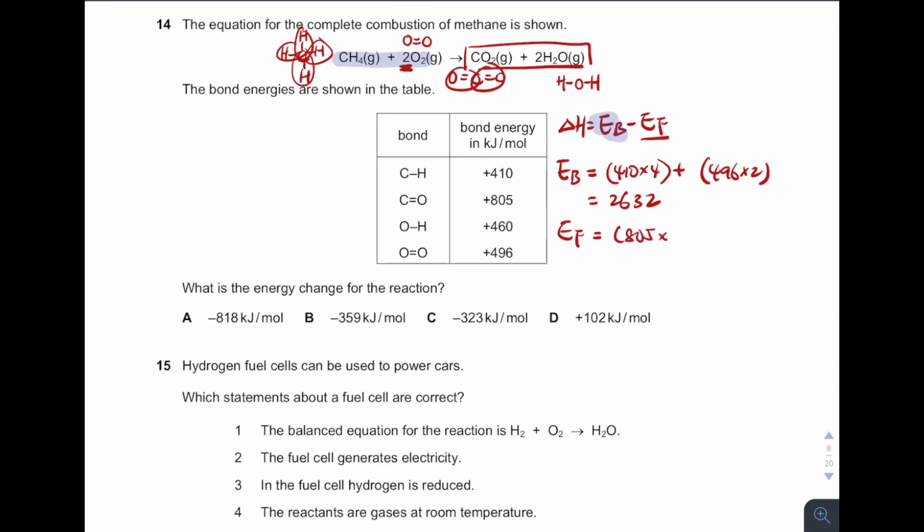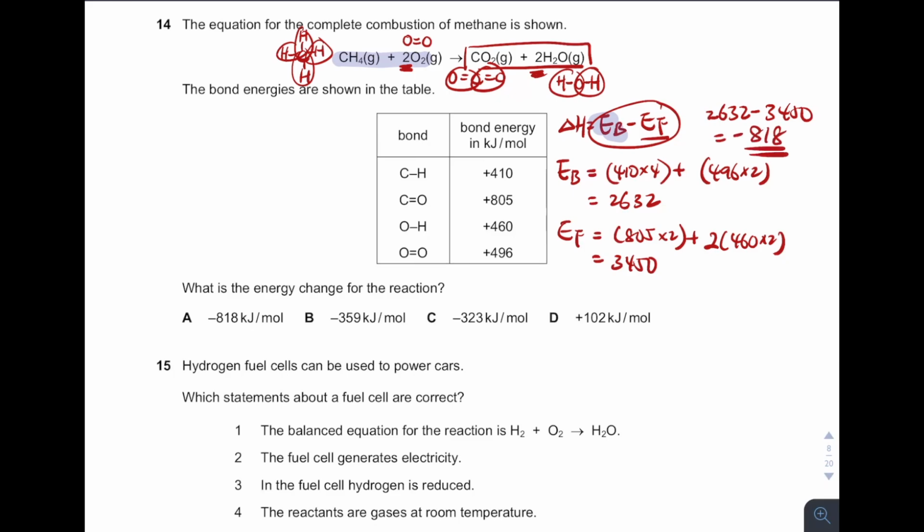EF: CO2. See, there are 2 C double bond O. 805 multiplied by 2. Plus, see, 2 water molecules. In 1 H2O there are 2 O-H bonds. So O-H 640 multiplied by 2, and there are a total of 2 water molecules, so you have to multiply by 2 again. Eventually you get 3450. Then substitute into this formula: 2632 minus 3450, eventually you get negative 818. So this is how you get the answer A.